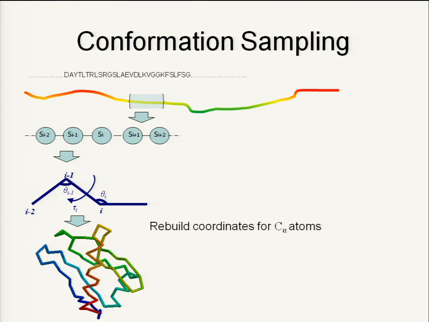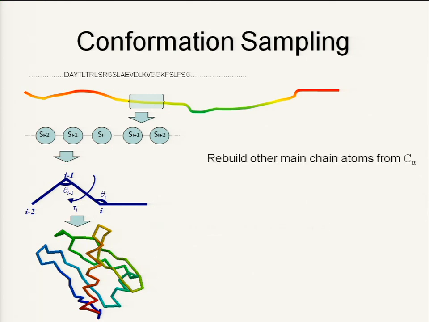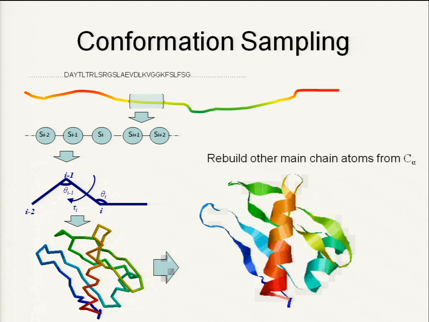And then we can reveal the coordinates for the CA atoms because we have the theta tau pair and also the fixed bond length. Eventually, we rebuild the other main chain atoms from CA to get this ribbon.